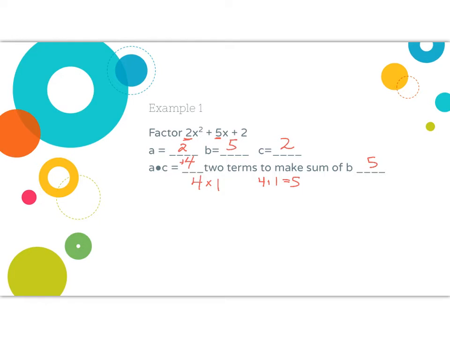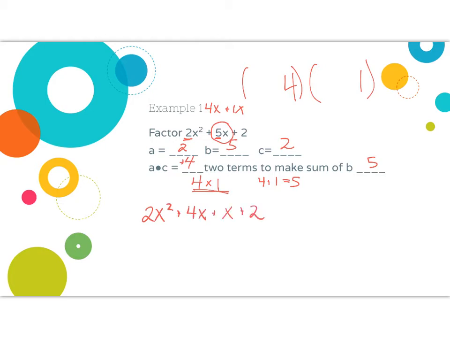Now, rather than writing out our binomial and putting those two numbers in as the second piece, we actually have an extra step here. We're going to break up our 5x term, and we're going to say that that's equal to 4x plus 1x, or just x, using these two factors. So 2x squared plus our 4x plus our 1x plus 2. We've, again, just extended our middle term here.